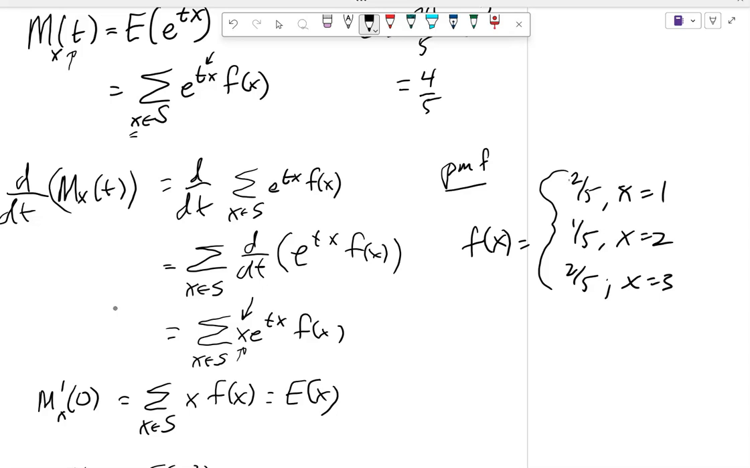The 2/5 was the coefficient on the e to the t, so that's the probability of x being 1. 1/5 is the probability for x being 2. 2/5 is the probability for x being 3. Just pull them right off. That okay?